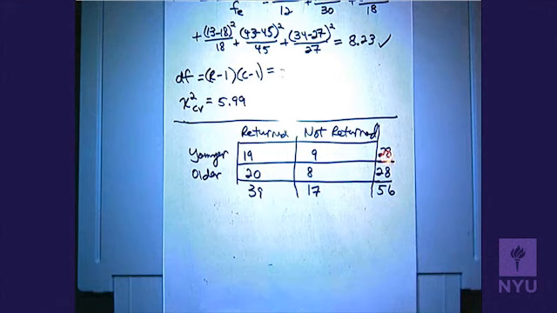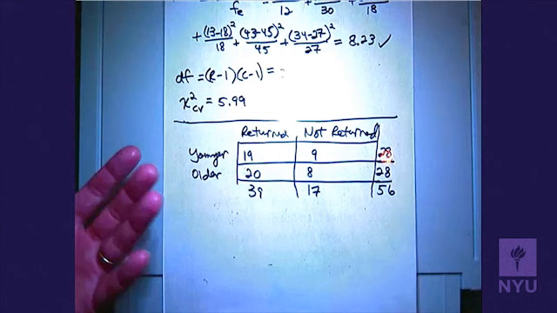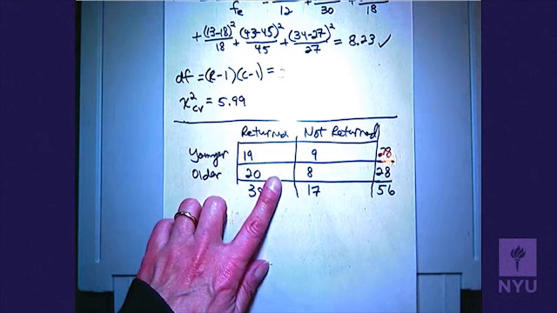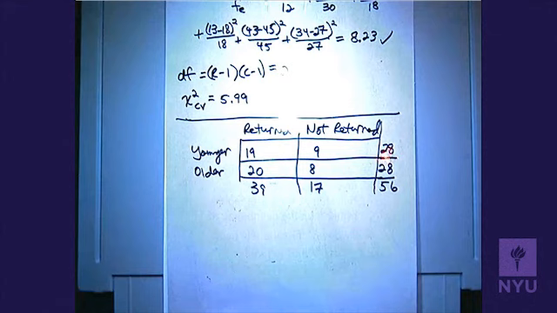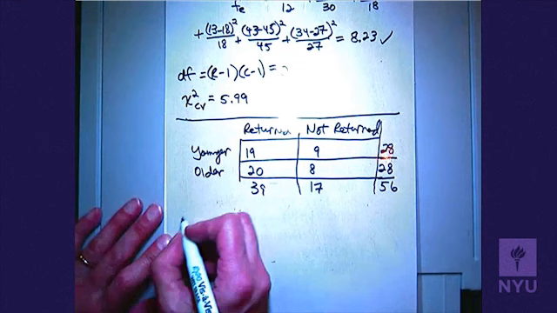So this is what the results showed. Younger people returned it about 19 times, older people returned it about 20. So the question is, is there a relationship between age and whether they returned it or not? The really simple way of doing this is just to use this formula.